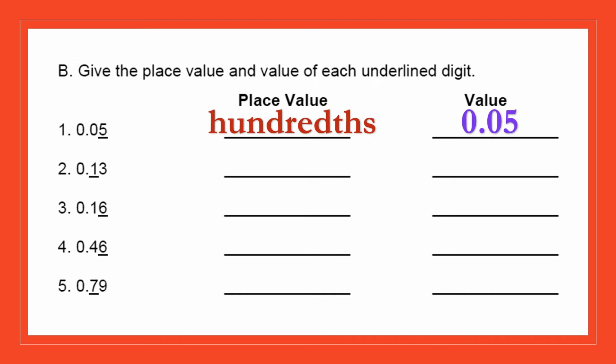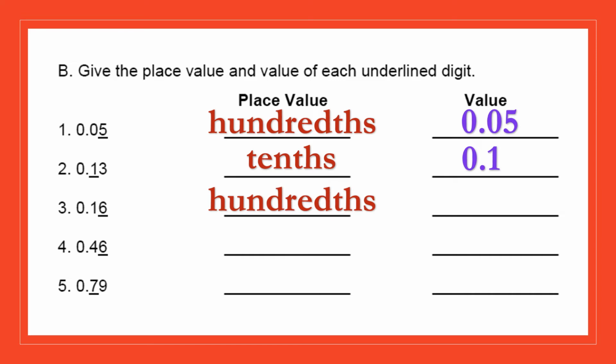Next, number 2. What is the place value of the underlined digit? Correct. Tens. And the value? 0.1 or 1/10. Number 3. What is the place value of the underlined digit? Correct. Hundreds. And the value?